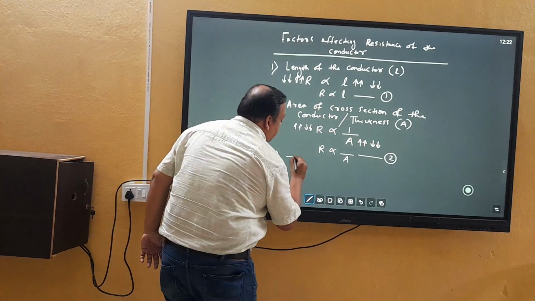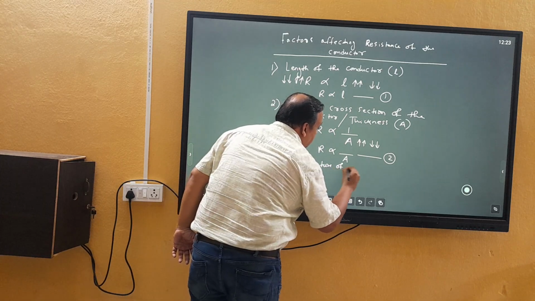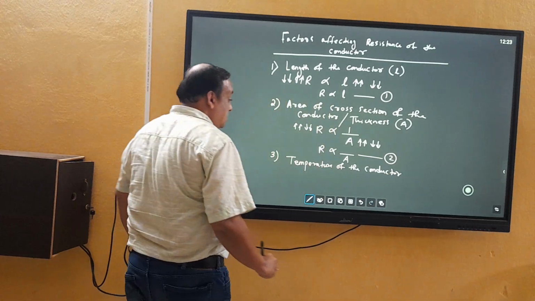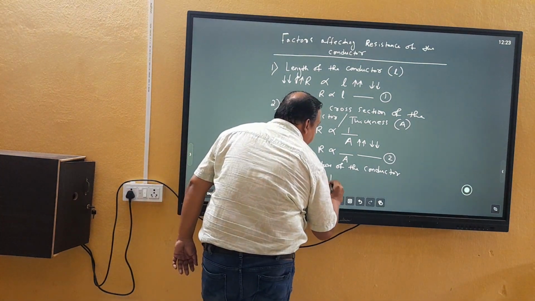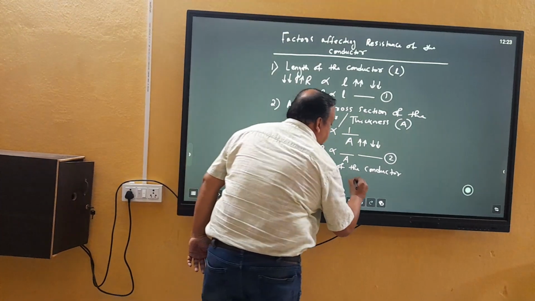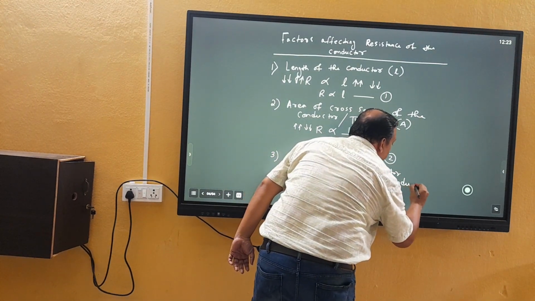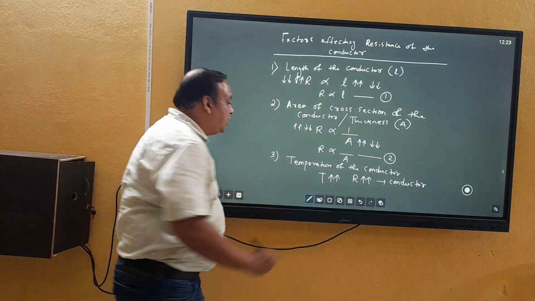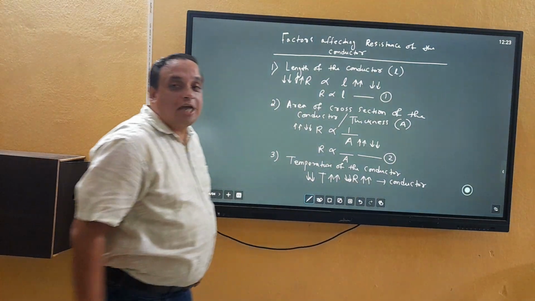Number 3, temperature of the conductor. With the increasing temperature of the conductor, resistance increases. It is for a conductor. With the decreasing temperature, resistance decreases. This happens only for the conductor.